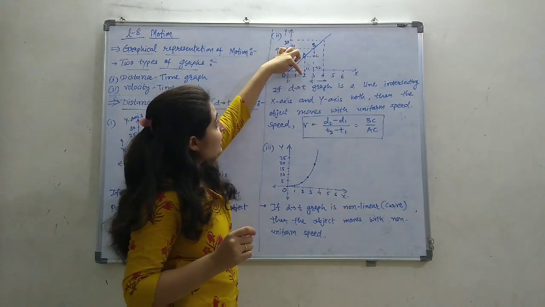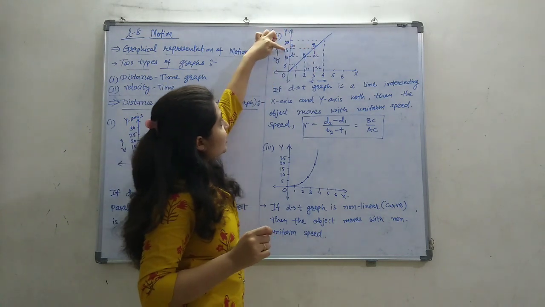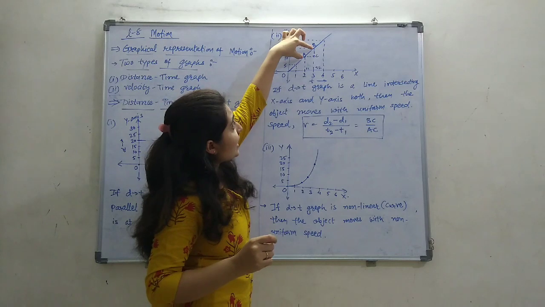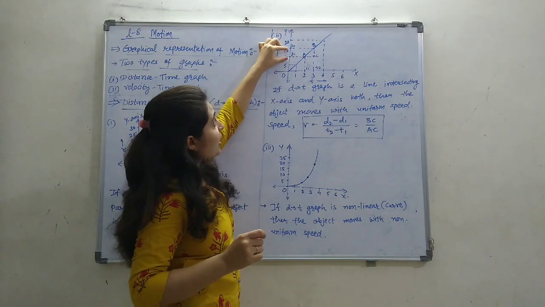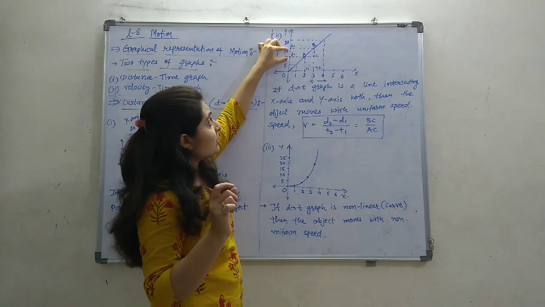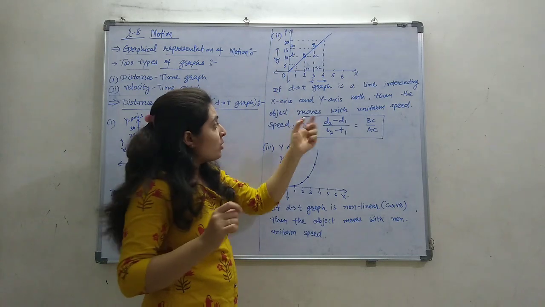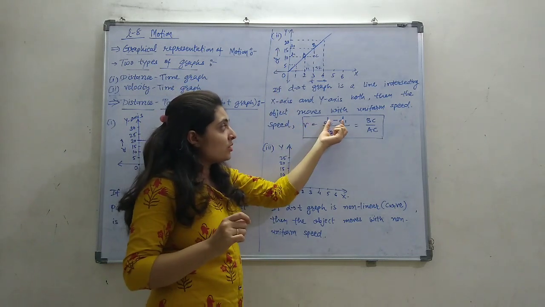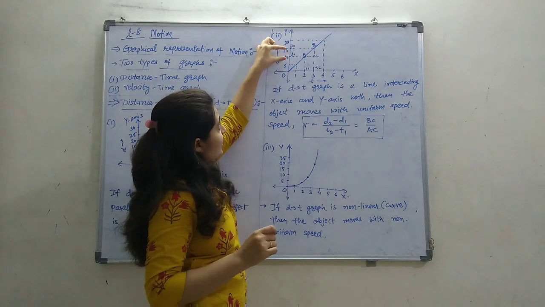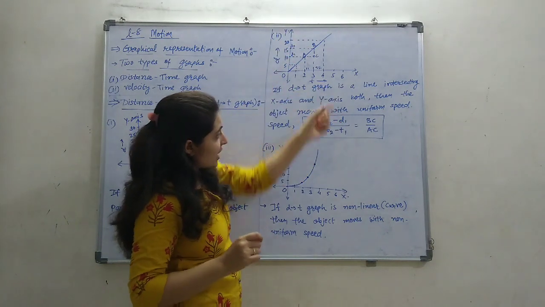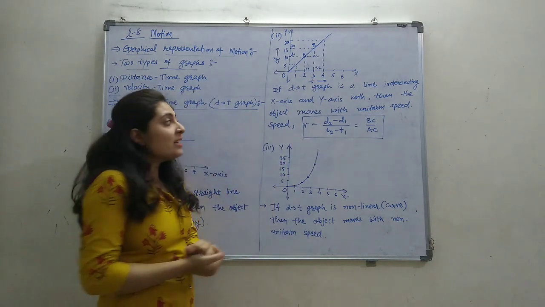The object is at time t1 at A, and it reaches B at time t2. So at t1 time, the object is at d1. At t2 time, the object is at d2. So between these 2 points A and B, the object has traveled d2 minus d1 distance, between the time t1 to t2. So speed is equal to distance traveled upon time taken. The distance traveled here is d2 minus d1 and the time taken is t2 minus t1. Right?